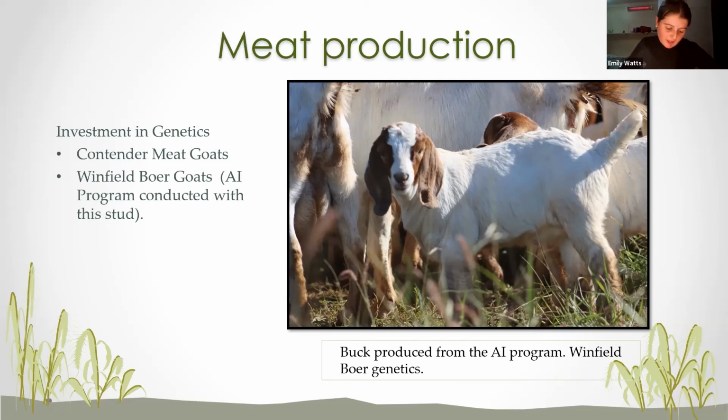And we've also purchased some contender bucks, which have boar, rangeland, and mytonic in their bloodlines. It's a great cross to go over our rangeland does. I think that's going to add a lot more benefit and meat to our production.